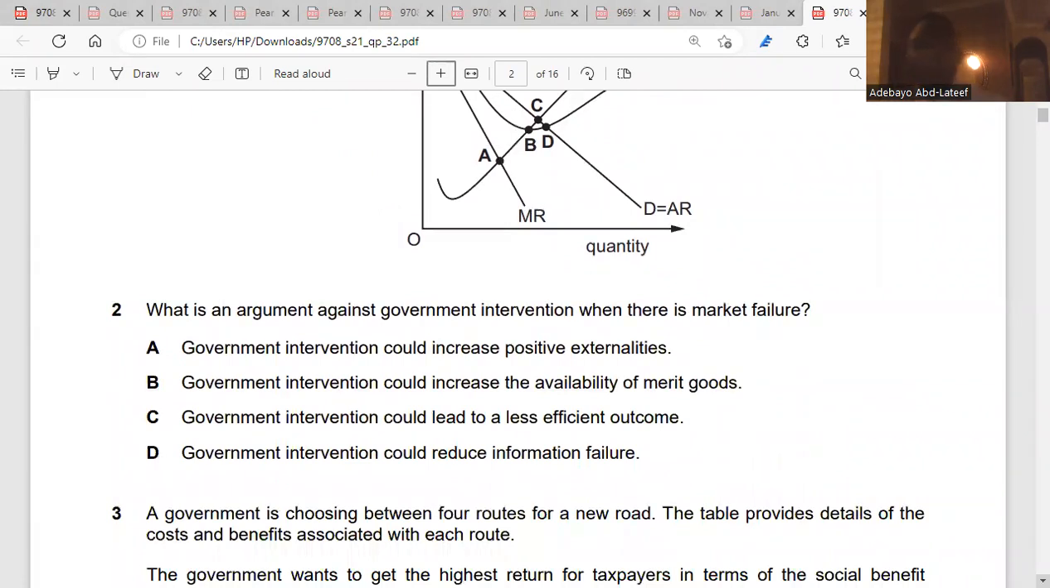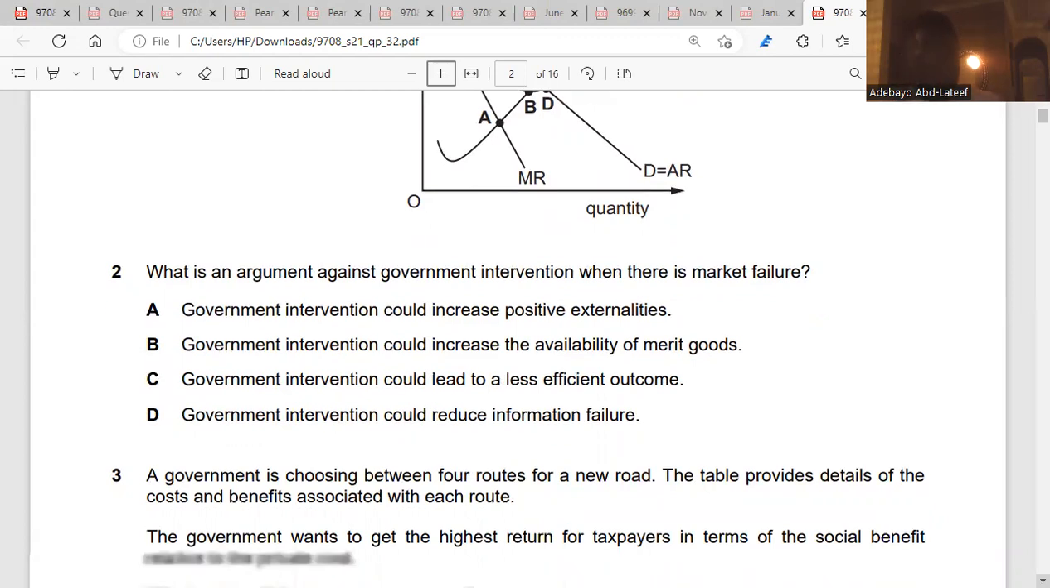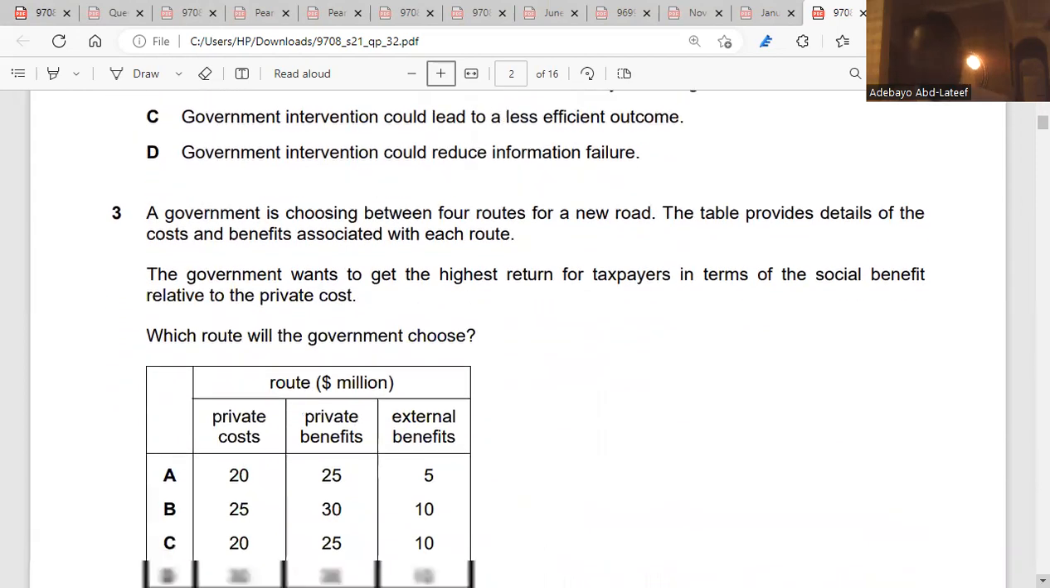What is an argument against government intervention when there is market failure? When there is market failure, the argument is that government also fails. And when government fails, if government intervention doesn't seem to solve the market failure, it's government failure. So the answer is C. You get it? Question 3.